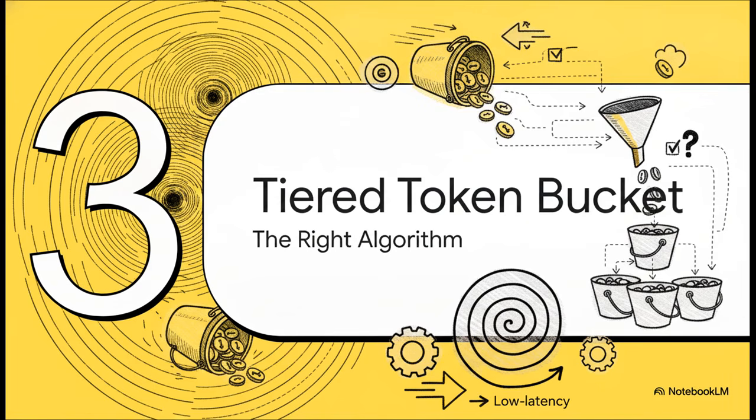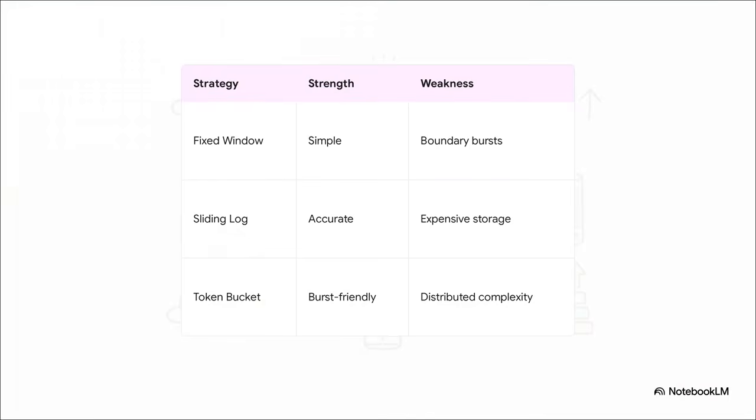Let's explore Section 3, the tiered token bucket and finding the right algorithm. When they started evaluating the classic rate-limiting strategies, they looked at a few options. The fixed window approach is super simple, but it has this fatal flaw where it allows double limit bursts right at the time boundaries. Not great. Then there's the sliding window log.